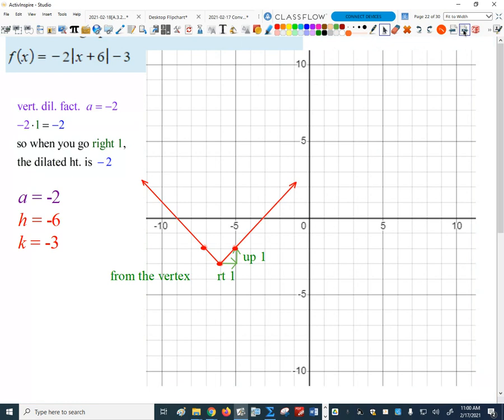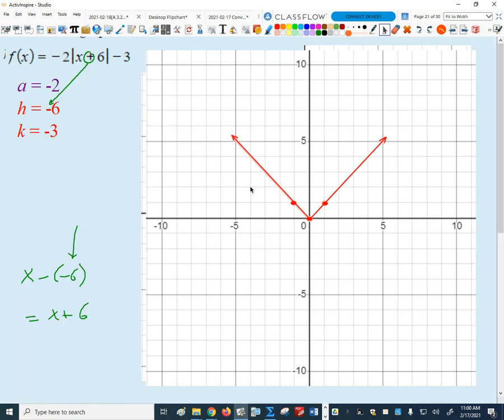Okay. So, whoops, let's go back. So then let's do our translation first. Horizontally, I'm going how far in what direction? Type it in chat. I want to hear from everybody. Okay, left 6, good.